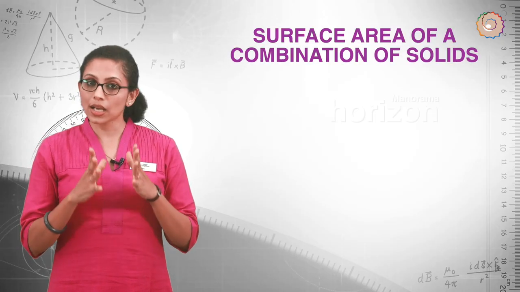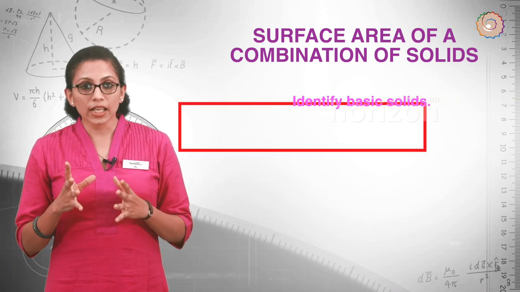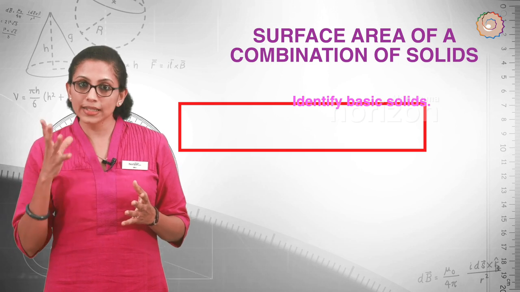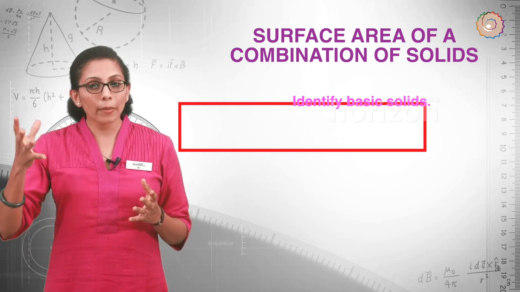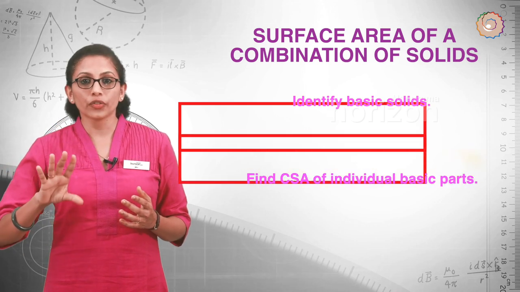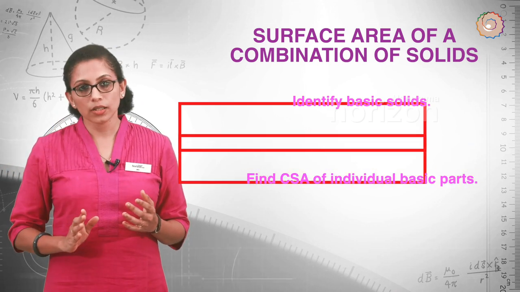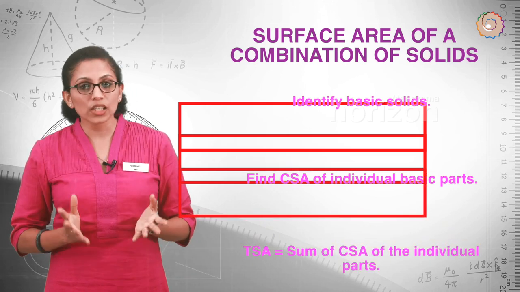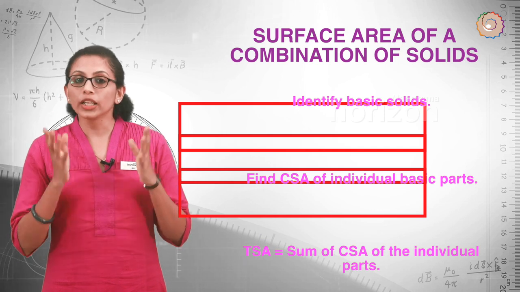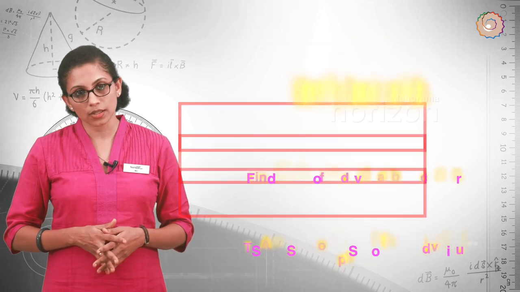Now, let's see the strategy to solve problems. Try and see which basic solids like cone, hemisphere, cylinder, cube, etc. make the given complex solid. Next, find the curved surface areas of each of the individual basic parts. And third, find total surface area of the complex solid, which is the sum of the curved surface areas of each of the individual basic parts.